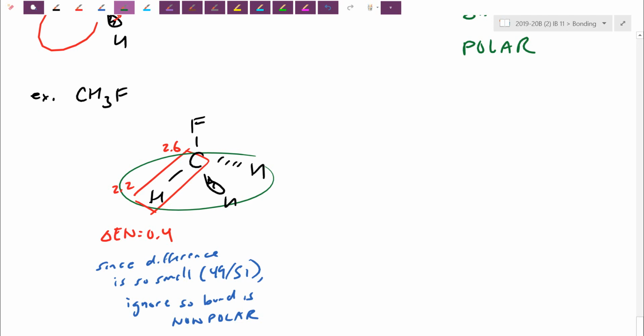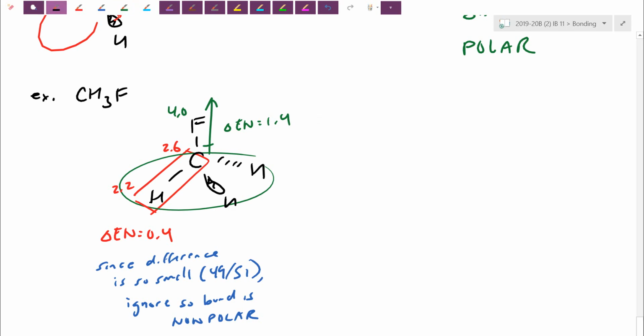But when you fight C against F, F is a straight 4.0 here. This difference is a whole lot bigger. There is a dipole. I point towards the winner. This difference, big number minus small number, is a 1.4. So it's a slight imbalance. It's actually a really big imbalance here. And fluorine hogs the electrons. This is a polar bond.